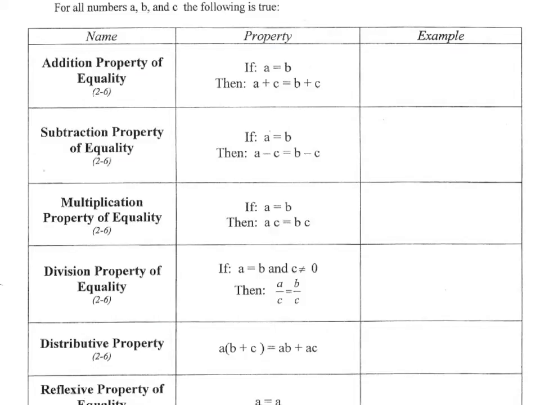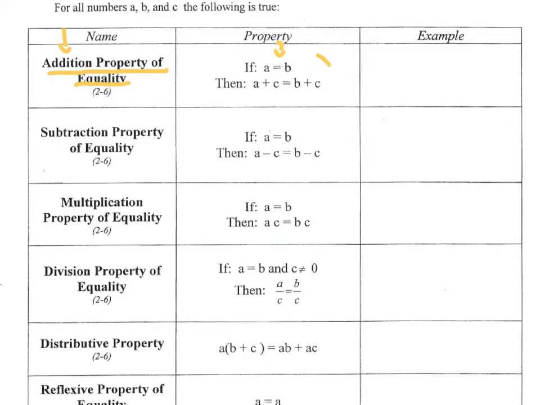First of all, let's talk about the words. Addition property of equality. Equality means equal sign. So when you have an equal sign like this, and you're going to be adding something to both sides of the equal sign, that has a special name. It's called the addition property of equality.